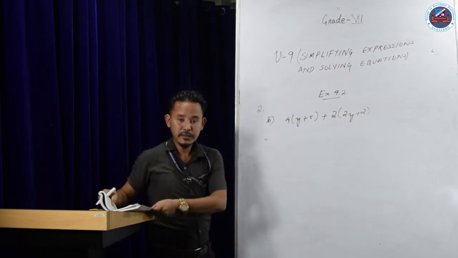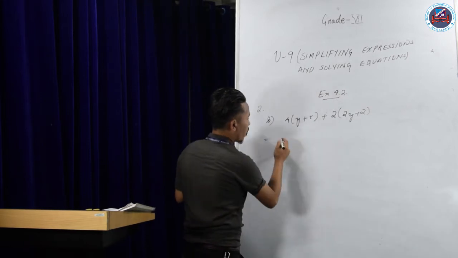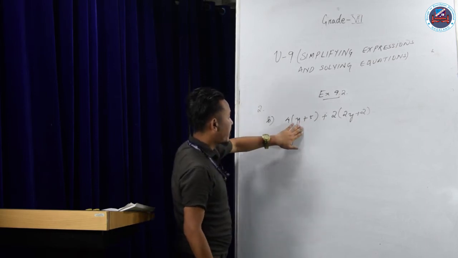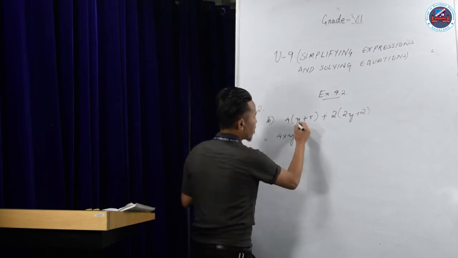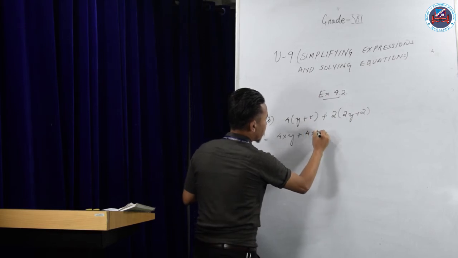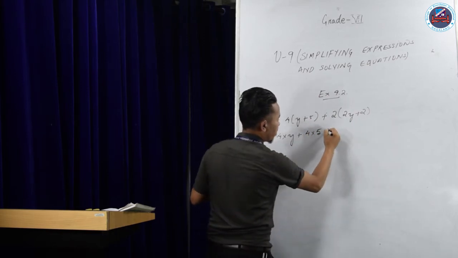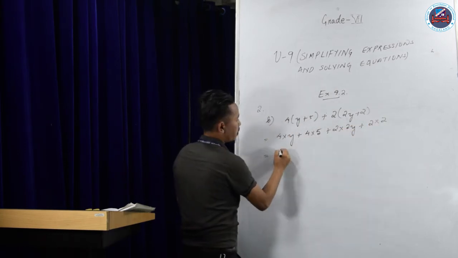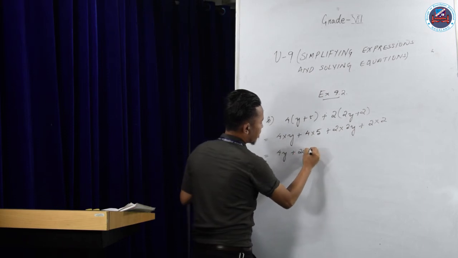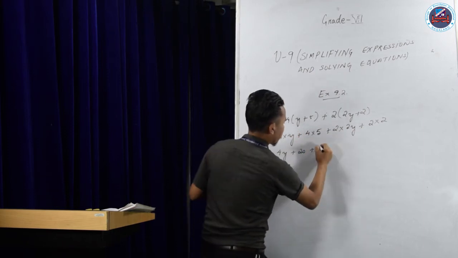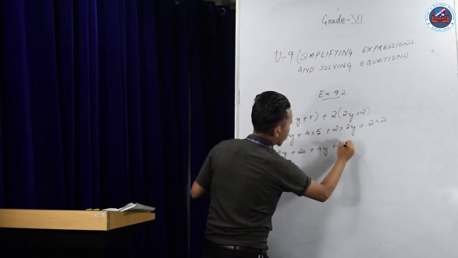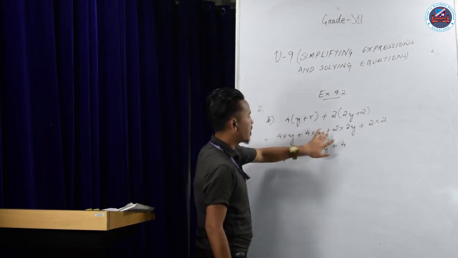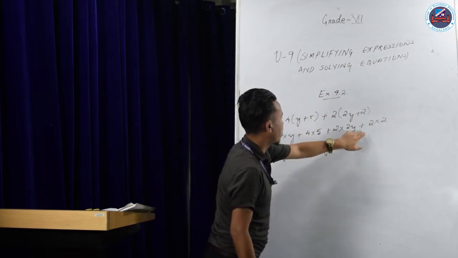We follow the same thing again here: remove the bracket first. On removing the bracket, what do we get first? 4 into y, y gets multiplied by 4. The same again here, 5 gets multiplied by 4. Apply the same thing here: 2 into twice y plus 2 into 2. We get 4y plus 20 plus 4y plus 4. Let's recheck it again: 4 into y plus 4 into 5 plus 2 into 2y plus 2 into 2.